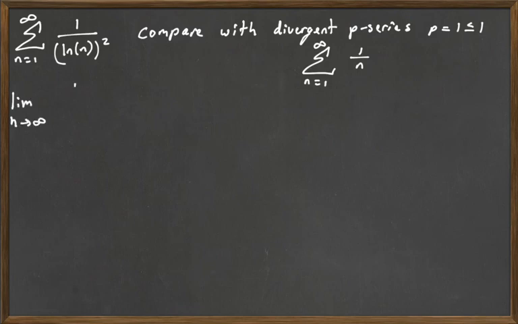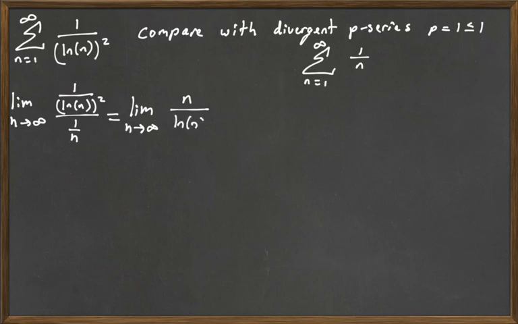So we're going to look at the limit as n goes to infinity of 1 over the natural log of n, quantity squared, divided by 1 over n. We're going to flip over the divisor fraction, so we have n over the natural log of n to the second power. This is of the form infinity over infinity, so it is a candidate for L'Hopital's rule.